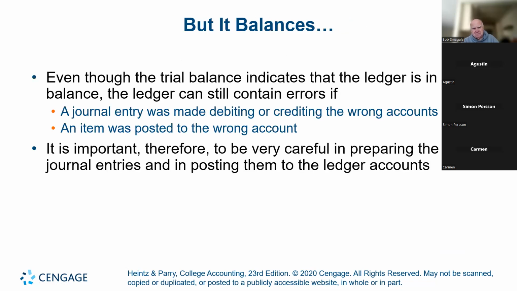Explain how to find and correct errors. Even though the trial balance says the ledger is in balance, it could still be 100% wrong, right? A journal entry was made debiting or crediting the wrong account. An item was posted to the wrong account. Maybe you had the electric bill in your hand, but you absentmindedly debited salaries and wages expense by mistake. Well, your trial balance is still going to look good, but it's wrong. And it can happen from various mistakes like that. So it's important to be careful preparing the journal entries. I think we know that. And post them. Take your time.